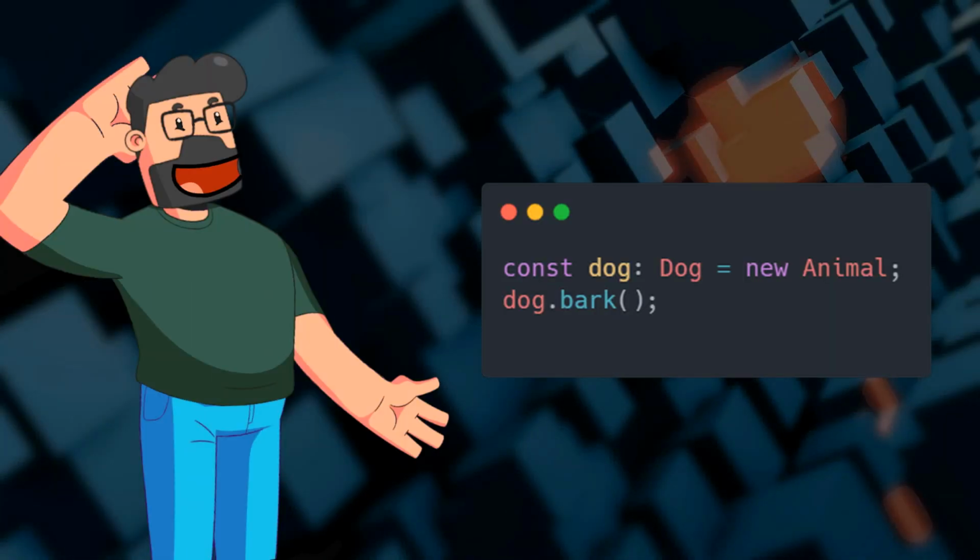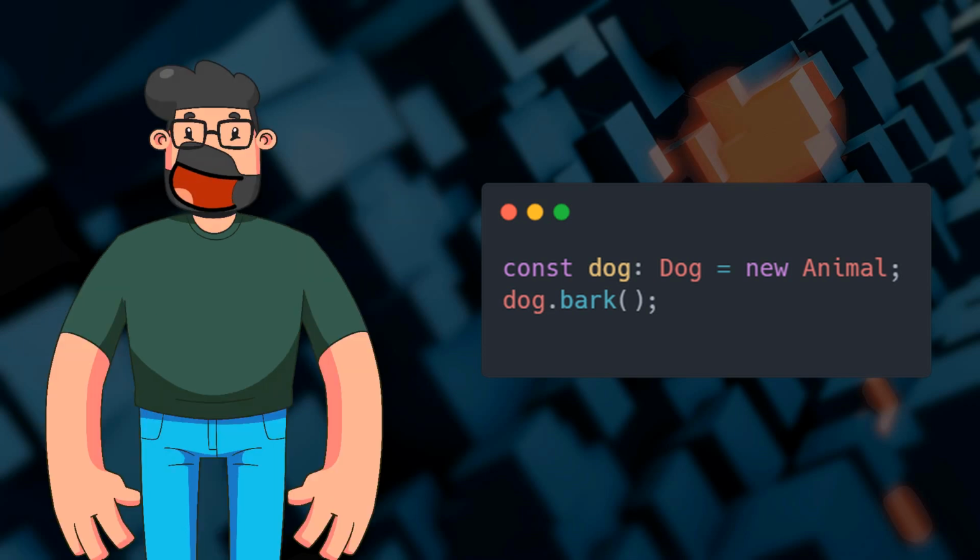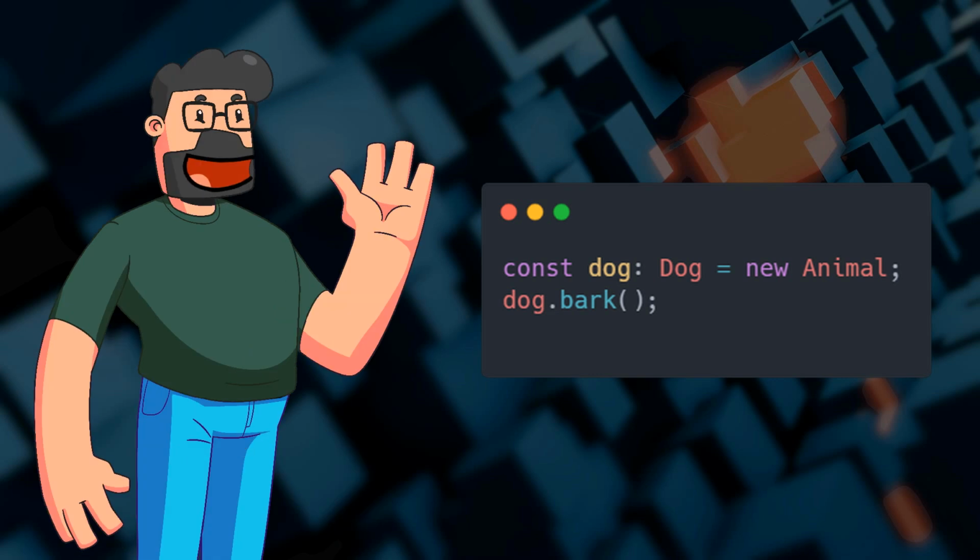Moving on, let's examine the opposite scenario where we attempt to substitute an animal for a dog. This situation raises a red flag, as the animal class lacks the specific methods present in the dog class. TypeScript intervenes here to prevent potential runtime failures by disallowing this type of assignment.